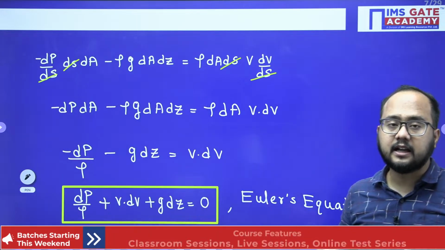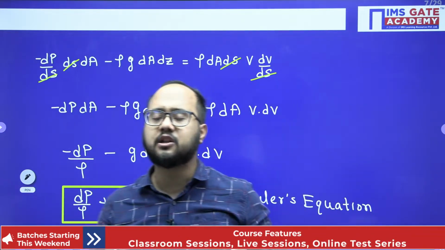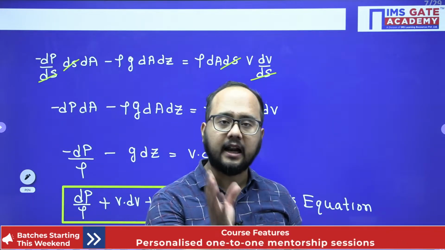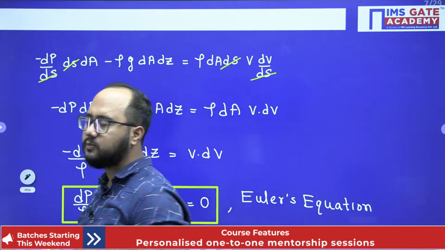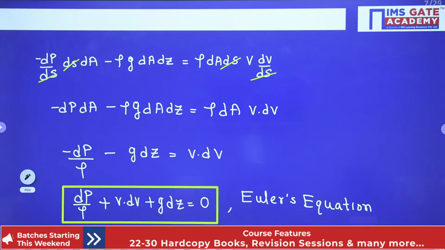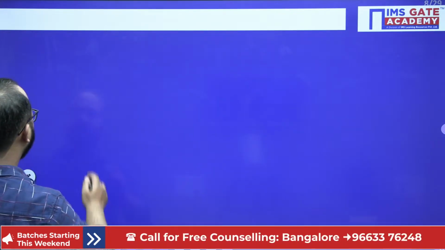Now the second thing: what is Bernoulli's equation? Bernoulli's equation is just the integration of this Euler's equation. Integration of the Euler's equation, right? Any doubts, please tell me first. Is there any doubt? Okay, so next we will integrate this equation.